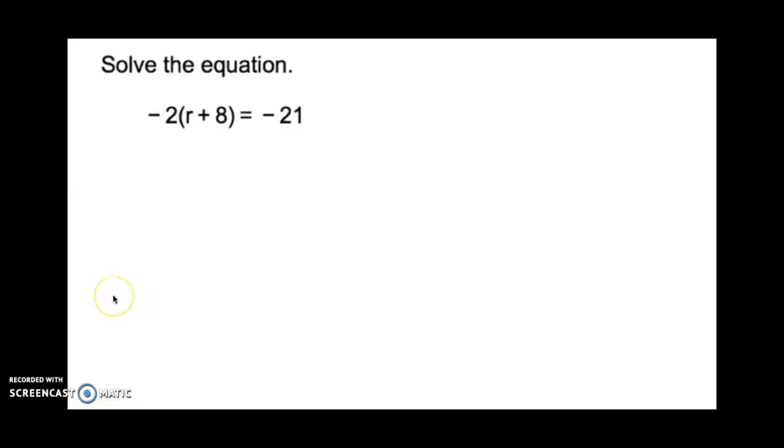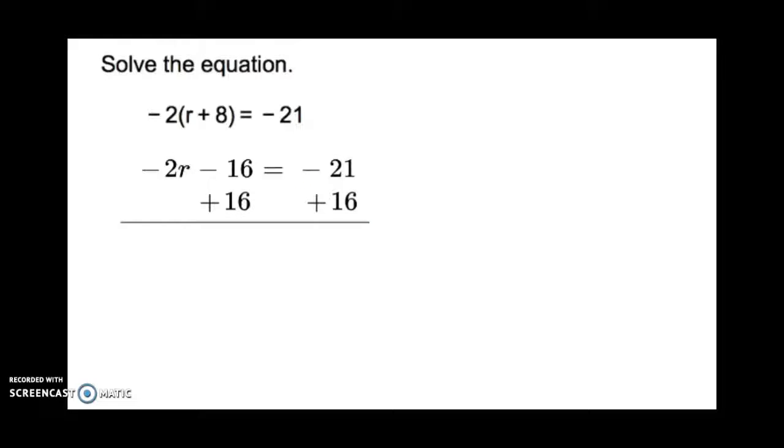So the first thing I need to do is to distribute this negative 2 into the parentheses. So negative 2 times r is negative 2r, and negative 2 times 8 is negative 16. So writing that out, I have negative 2r minus 16 equals negative 21. Now I add 16 to both sides, and I'll have negative 2r equals negative 5.